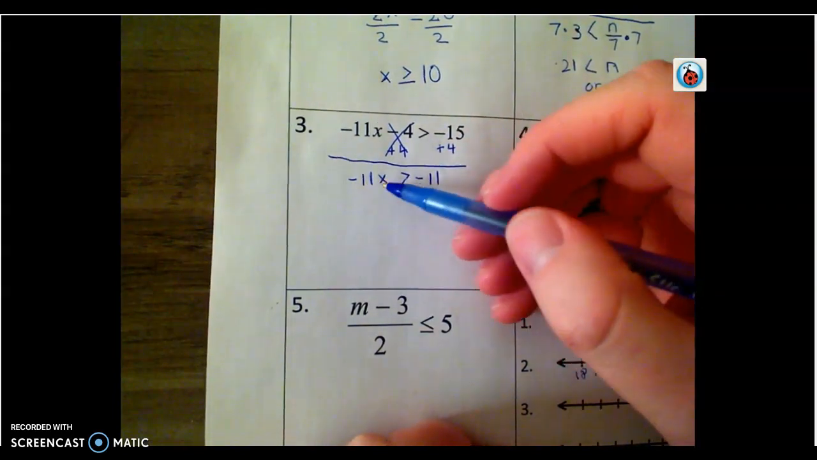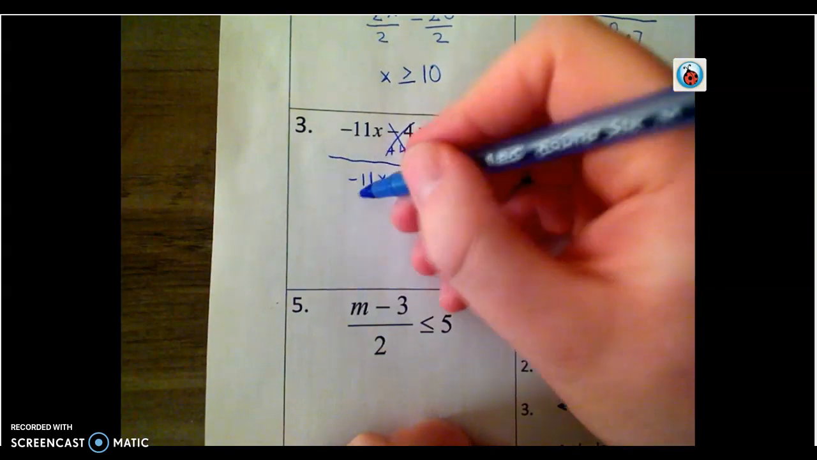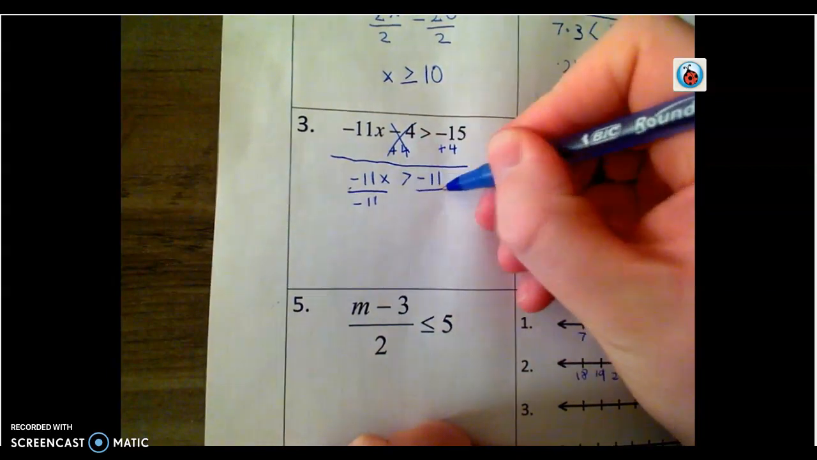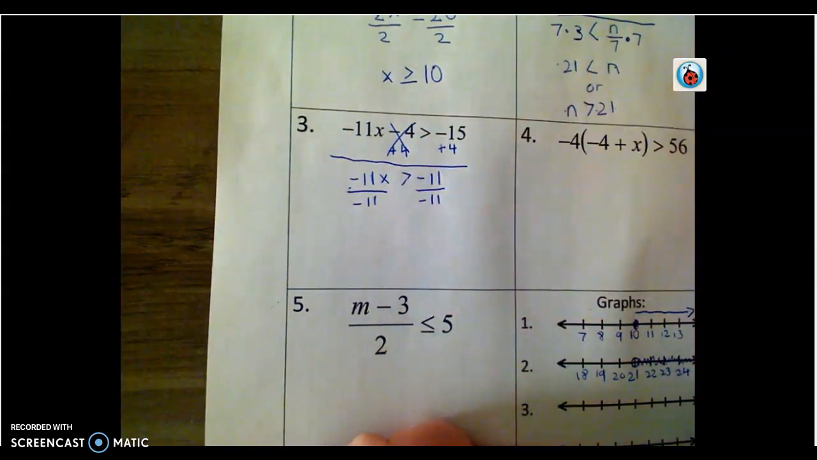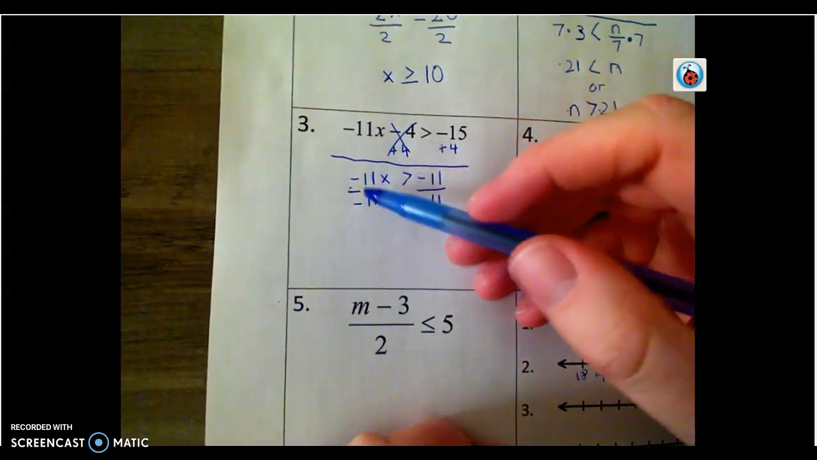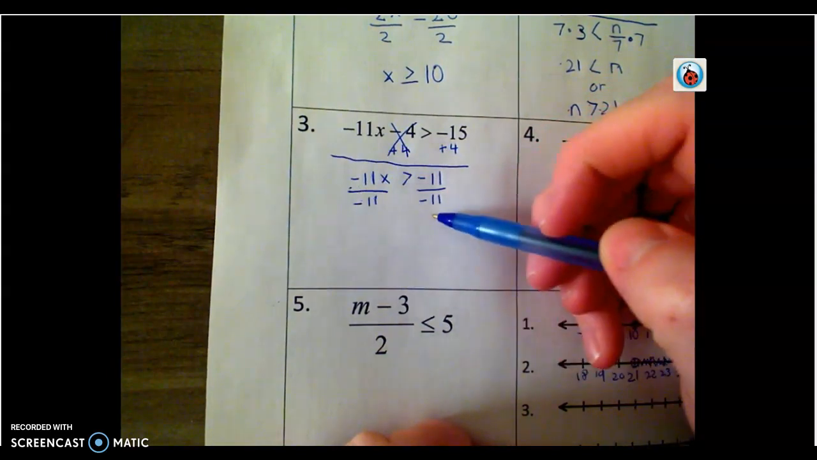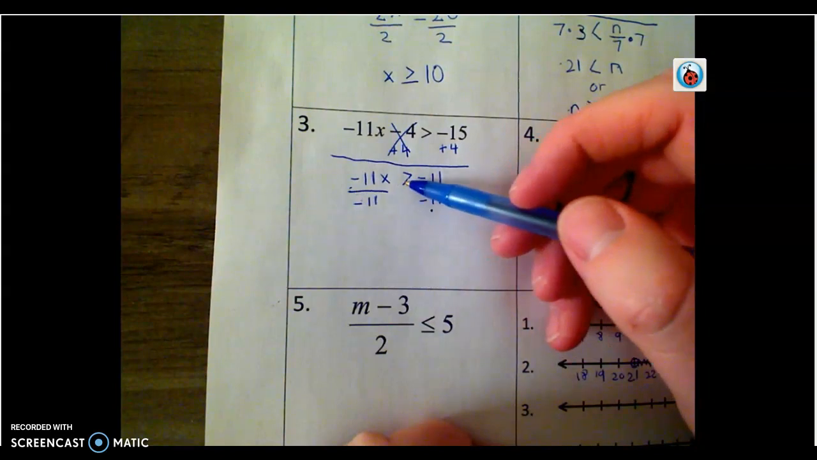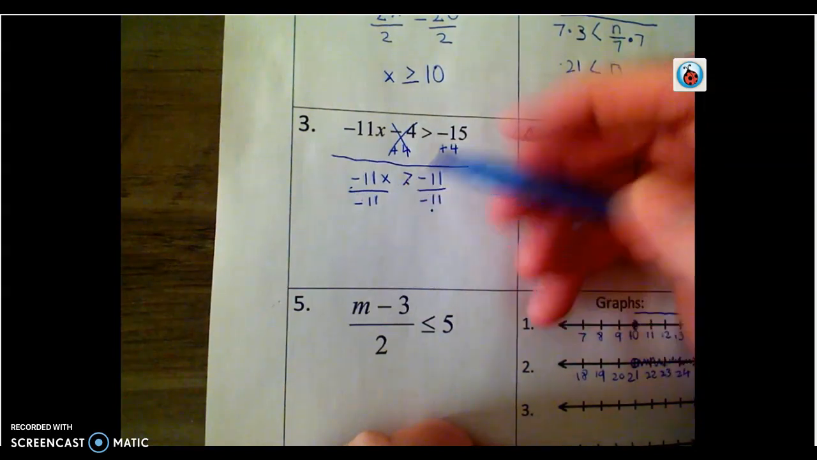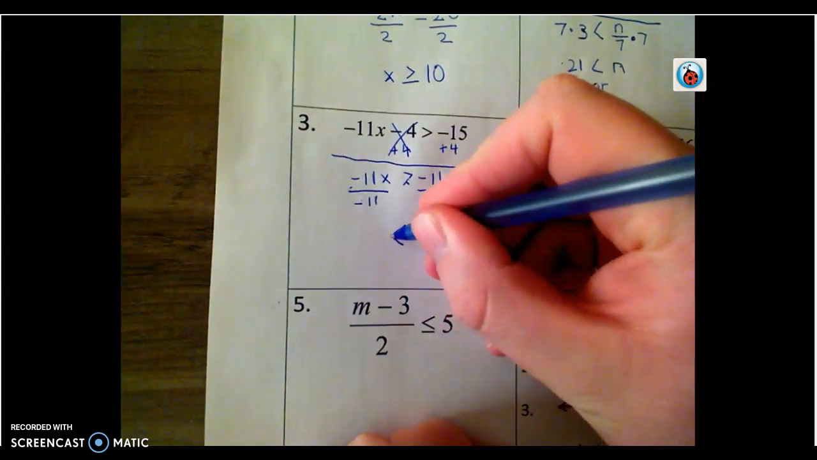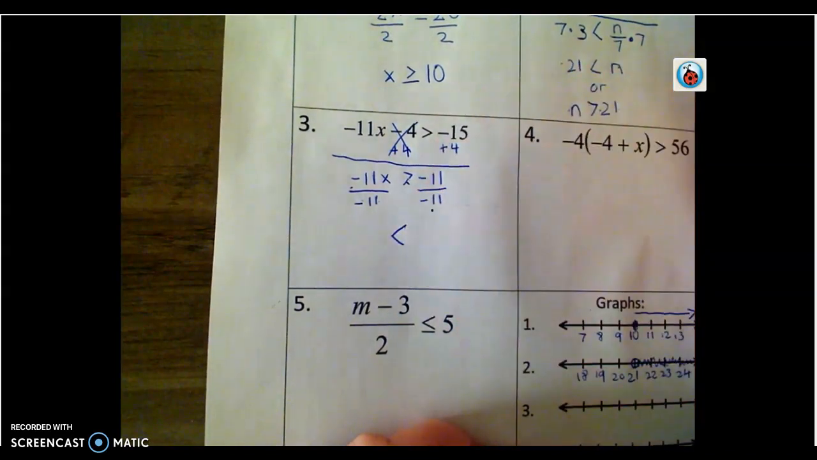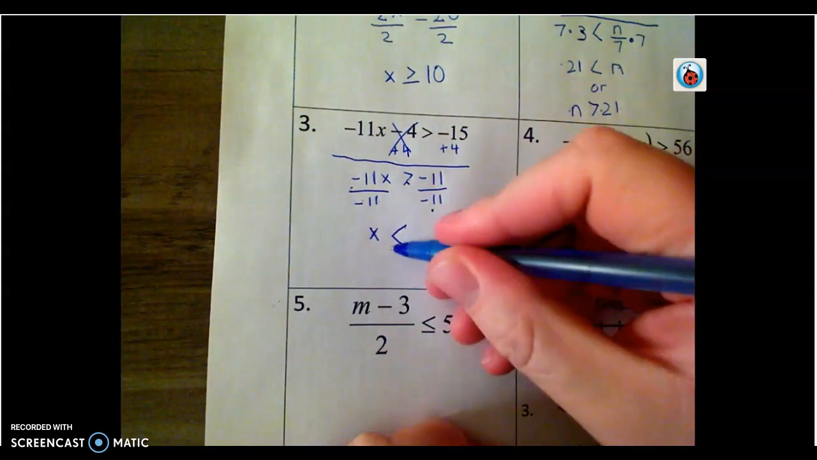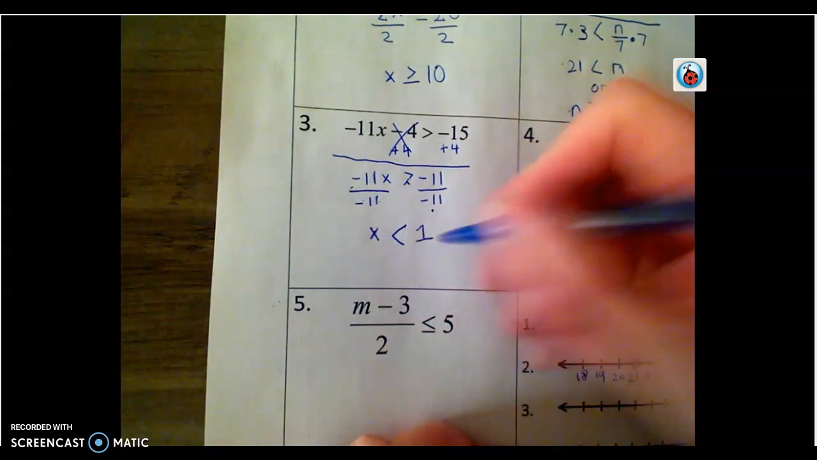Since I have negative 11x, or negative 11 times x, I'm going to undo that by dividing by negative 11. Hopefully you remember that whenever you divide or multiply by a negative, something weird happens, and that you have to flip the sign. Since it was a greater than, our final answer is going to have a less than sign because we divided by a negative. So we know x is going to be less than positive 1.